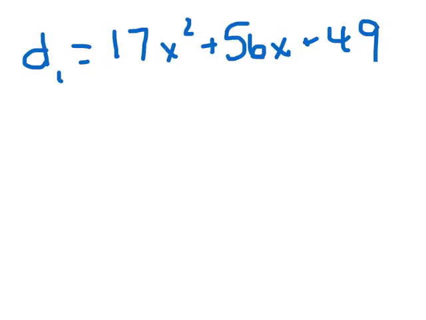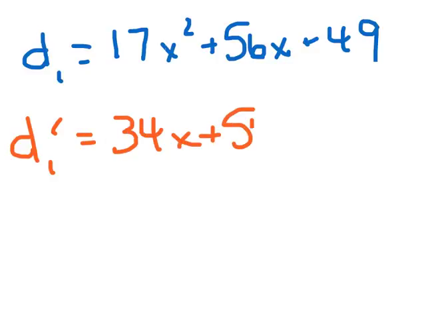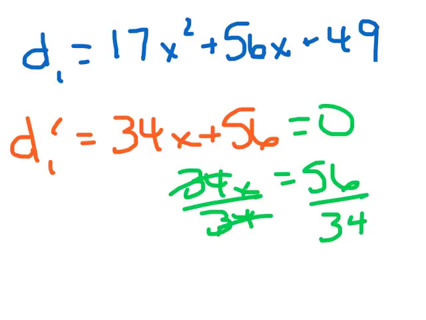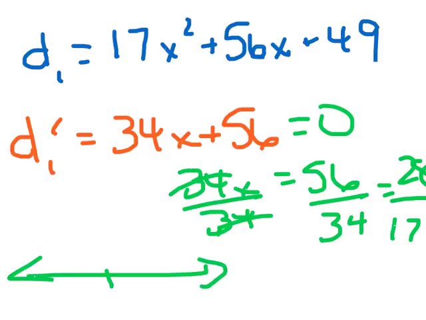All right, well, how do you minimize something? Take its derivative: 34x plus 56. Take the derivative, set it equal to 0, and divide. Okay, so what is this? 28 over 17. Okay. So now you just have to verify that that's a minimum. And we'll call this D1 prime.